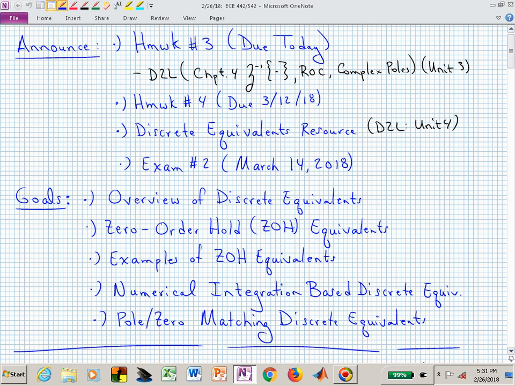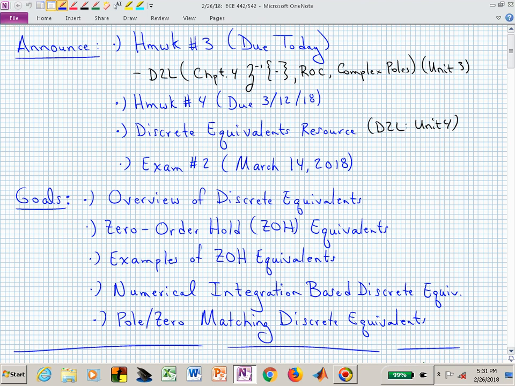Some of Chapter 4, that's not the full Chapter 4 of this discrete time system foundations or fundamentals, is on inverse Z transforms, and they have some more examples on complex and real inverse Z transforms. And then there's also a write-up on the region of convergence in Unit 3.